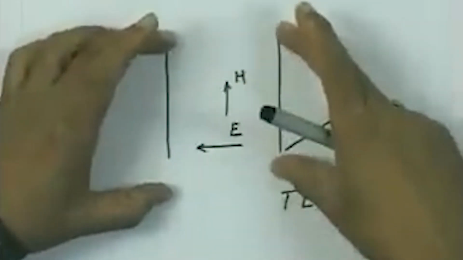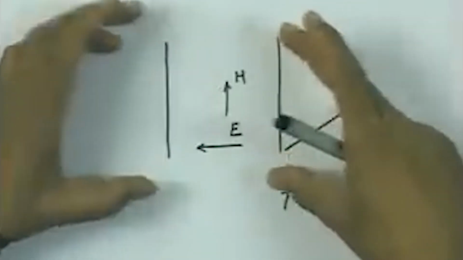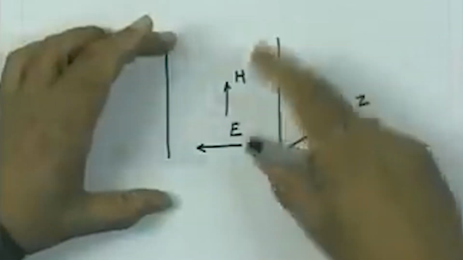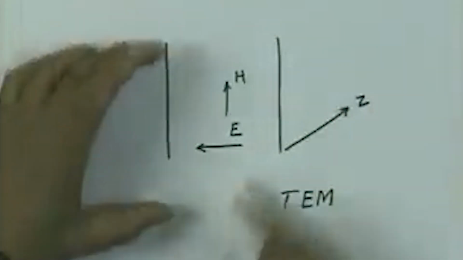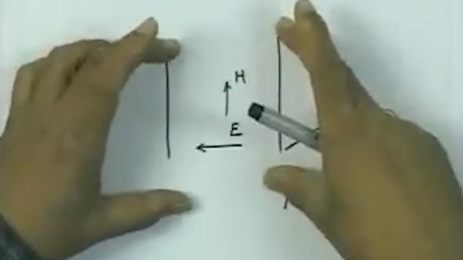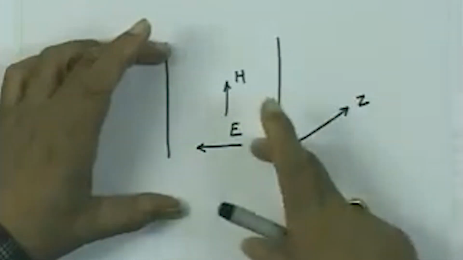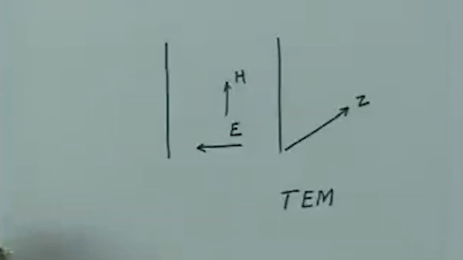So, this mode cannot exist inside a rectangular waveguide, but if I take a parallel plane structure, then these magnetic field lines will close at infinity and they will enclose these conductors, and that is why this mode can exist inside the parallel plane waveguide.